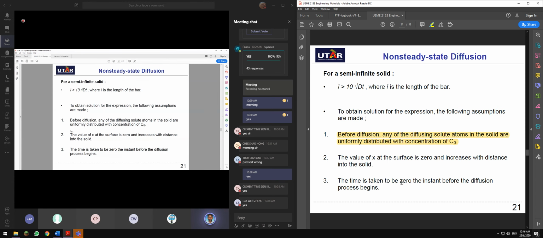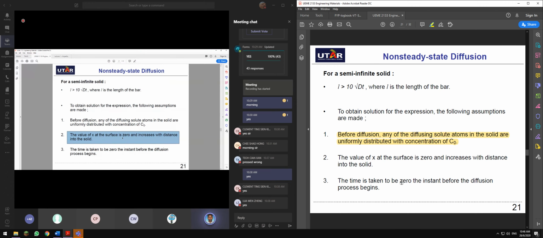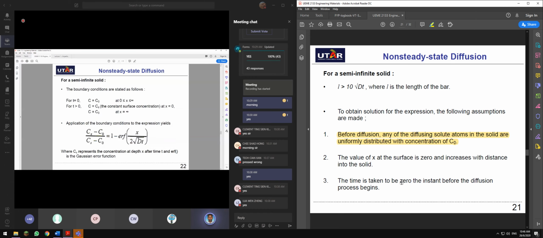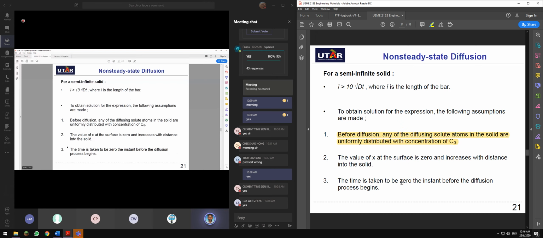The value of x at the surface is 0 and increases with the distance into the solid. The time is taken to be 0 at the instant before the diffusion process begins.